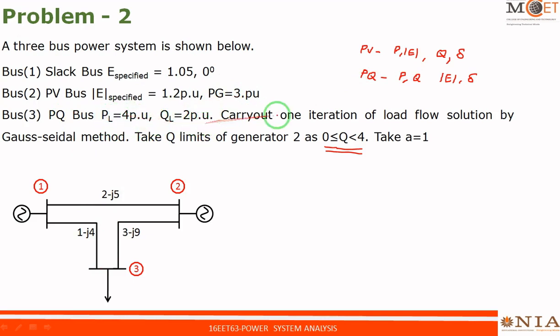I want to calculate the load flow solution for one iteration by using the Gauss-Seidel method. The Q limits of generator 2, as I already specified, are mentioned as 0 and 4. Minimum limit is 0 and maximum limit is 4. And the acceleration factor alpha is given as 1. So for this problem, we want to solve the load flow solution for one iteration using the Gauss-Seidel method.